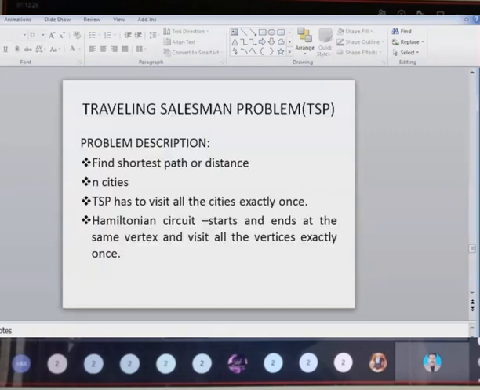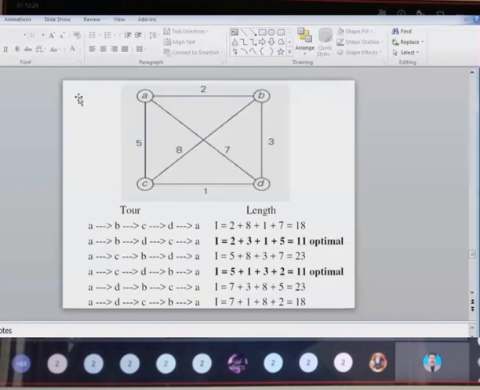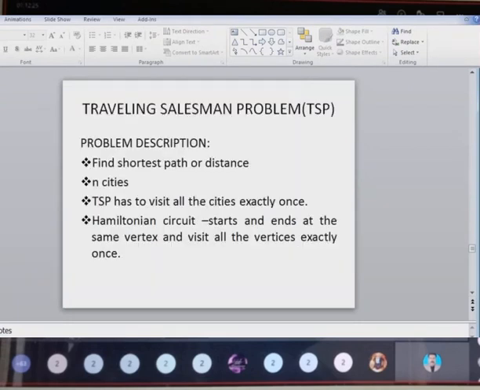Clear? So a Hamiltonian circuit is nothing but starting and ending at the same place. For example, the person starts at A, and again he needs to end at A. In between, he visits all the cities exactly once. This is called a Hamiltonian circuit. Clear?